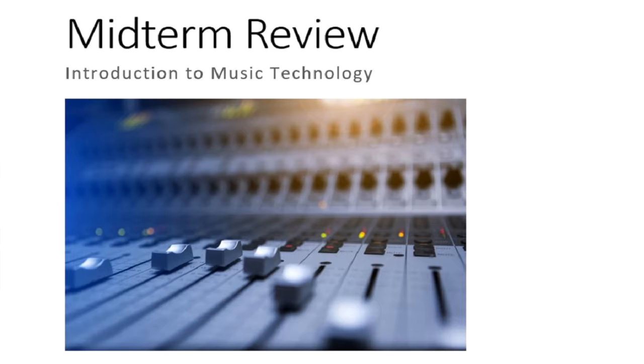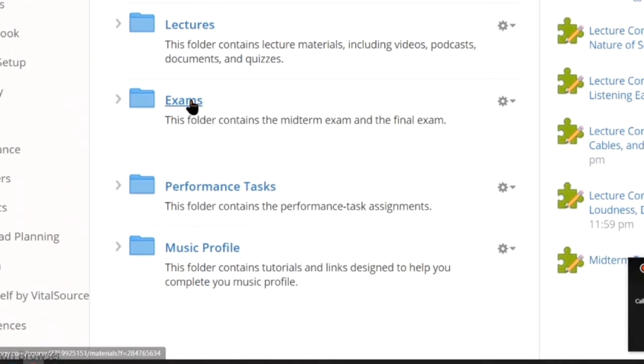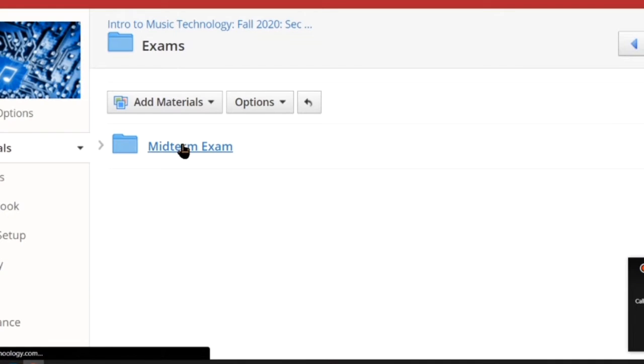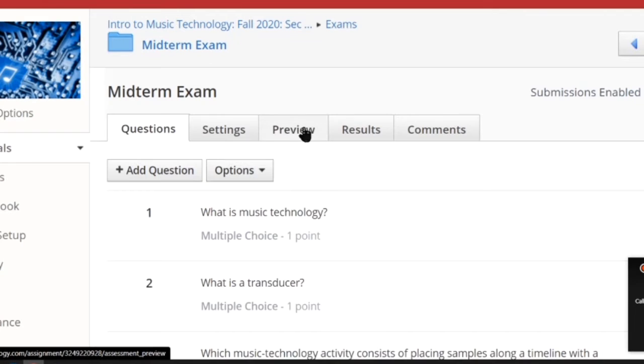I'm going to go over the midterm exam for today's class. So let's check that out. Of course, like the other assessments, it can be found on Schoology, and this one's inside the exams folder, inside the subfolder labeled midterm exam. Click on the assessment, and let's check out these questions.